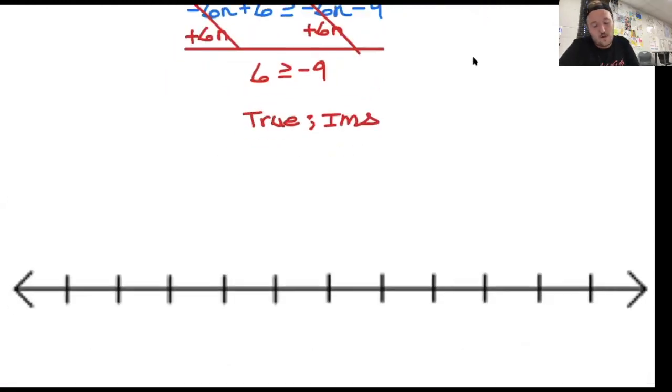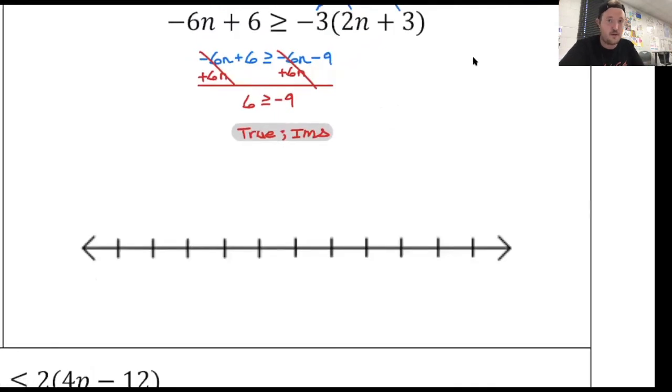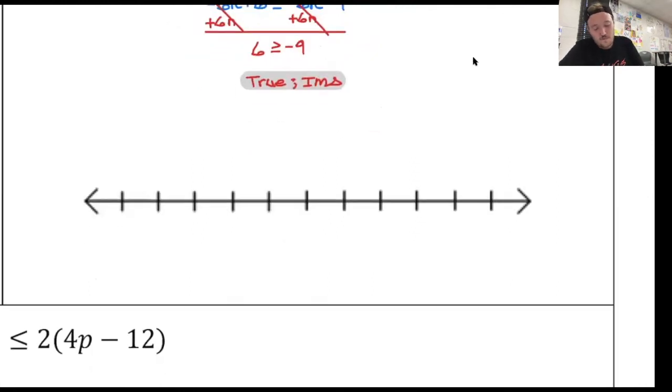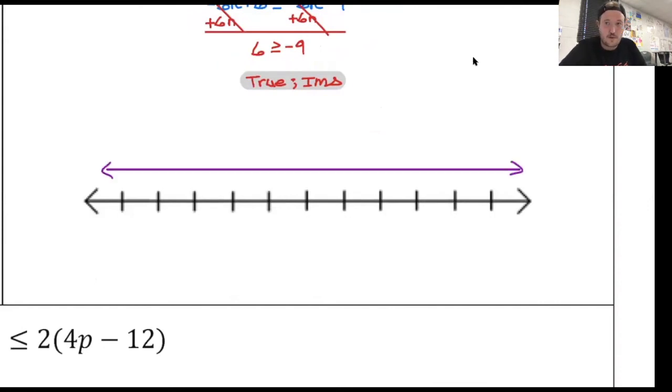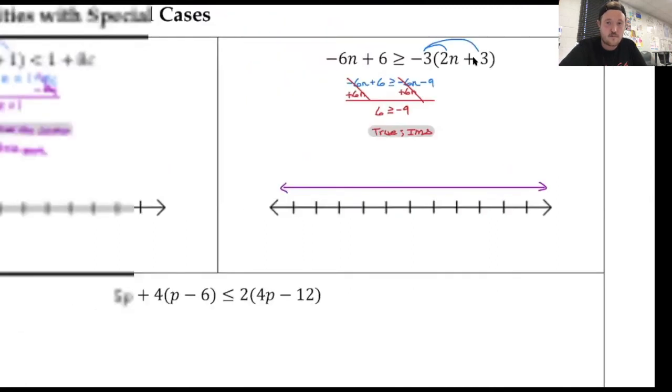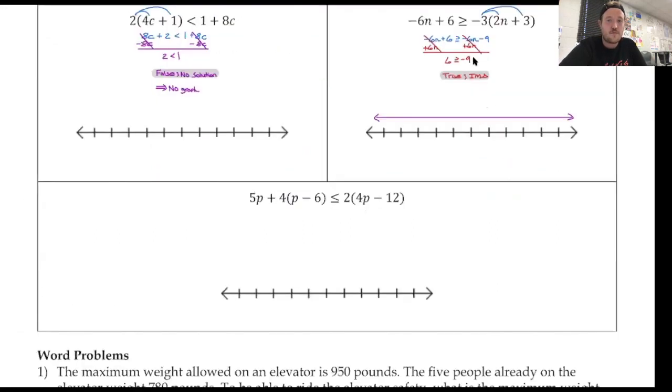Okay. So in order to graph IMS, that's literally saying that any value is a solution, no matter what I plug in, -10, +10, 25, -4, -2.65, like no matter what you plug in, it's going to work. So what that means is it's literally just an arrow on both sides.